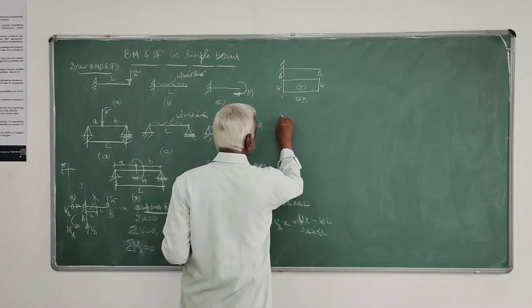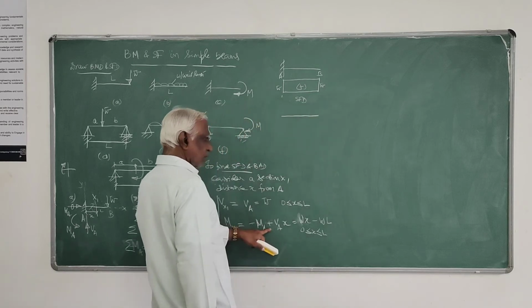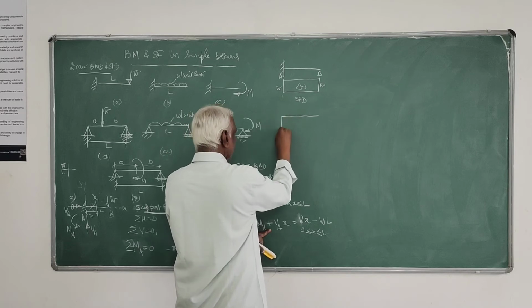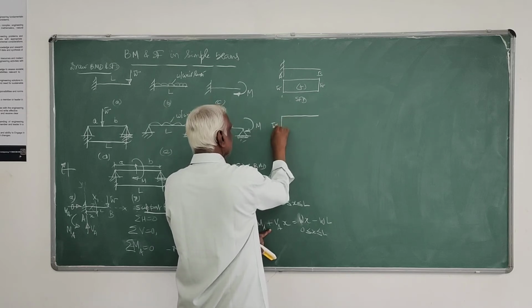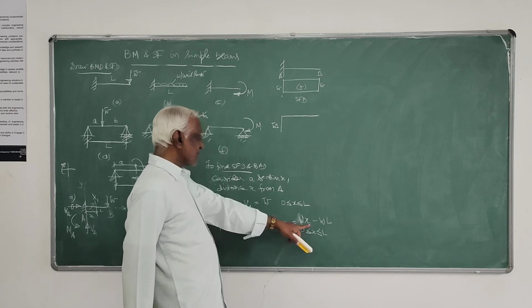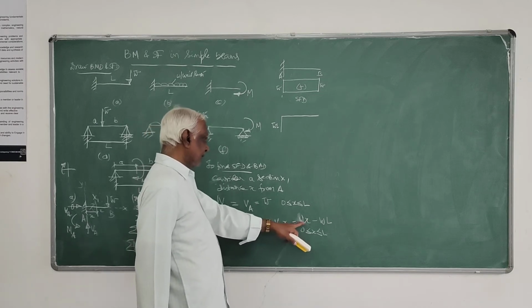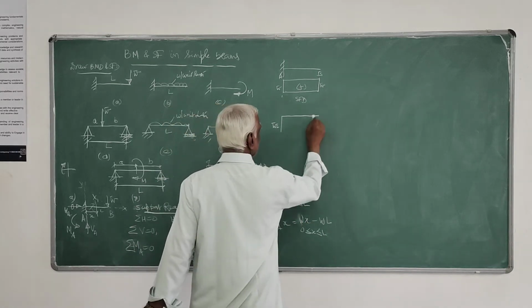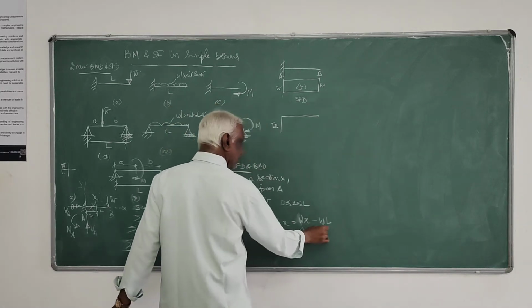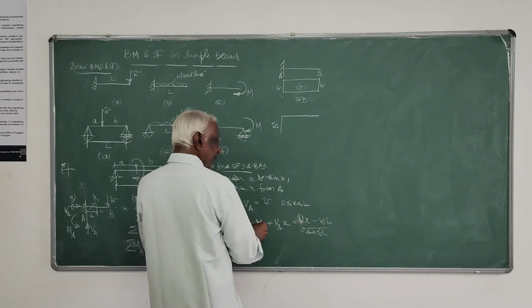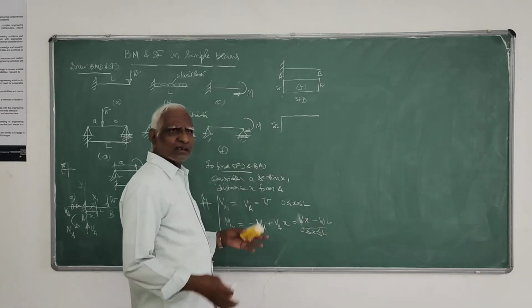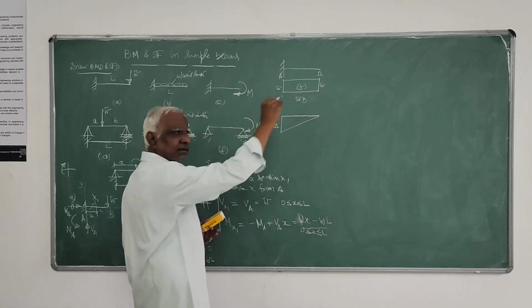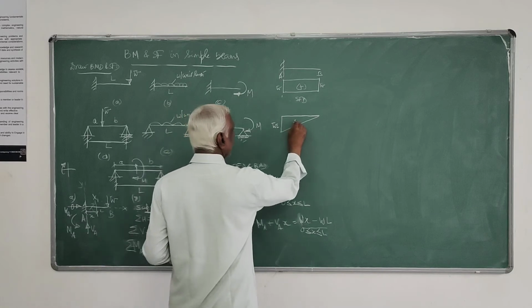Similarly, for the bending moment diagram at x equals 0, it is minus WL. I have plotted it down. It is minus WL. At x equals L, it is WL minus WL, which is 0. So from here to here it is 0. This equation is of the form y equals mx plus c. It is a straight line. So naturally from this to this, it is a straight line. So this is negative.